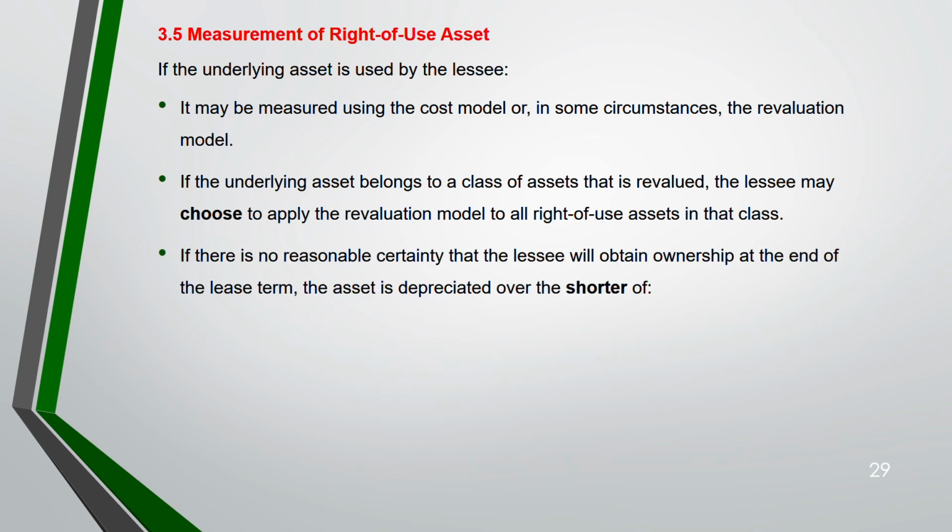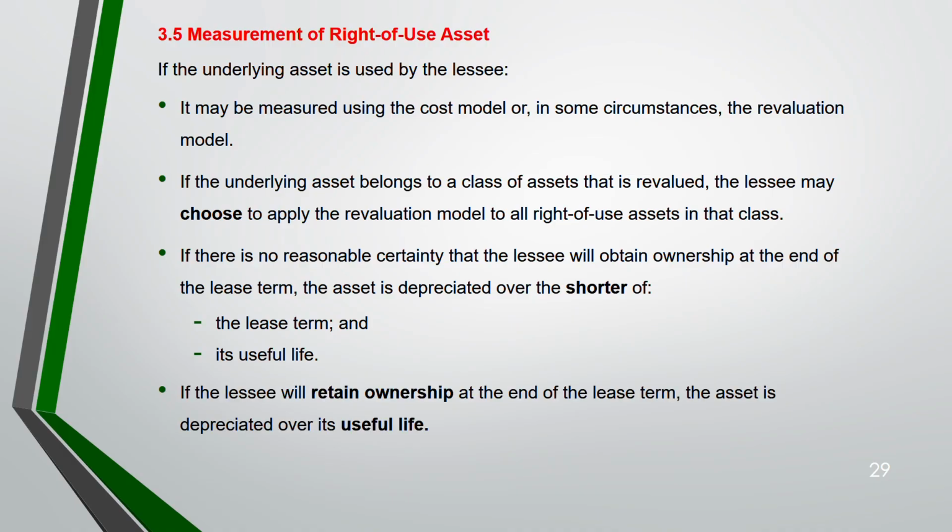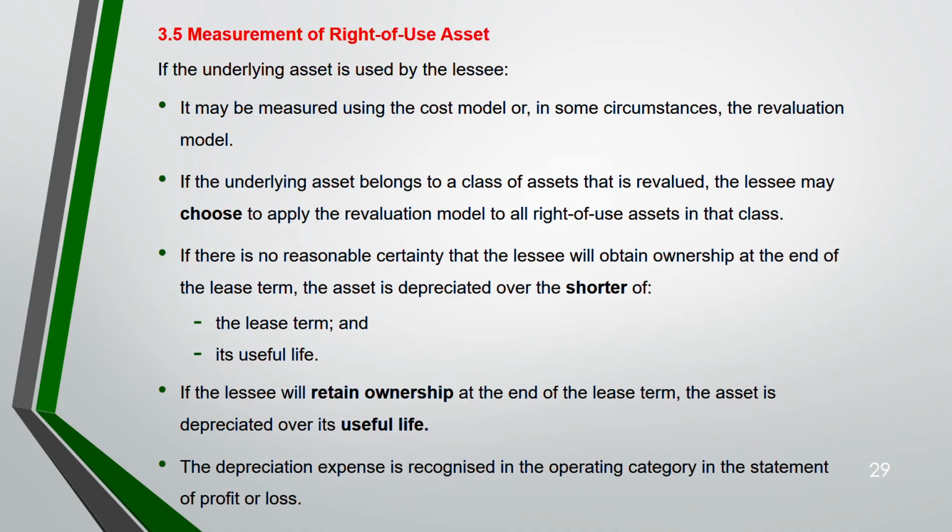If there is no reasonable certainty that the lessee will obtain the ownership at the end of the lease term, the asset will be depreciated over the shorter of the lease term and useful life. Remember, this is only when the lessee is not going to take the ownership at the end of the lease term. Then only the shorter of lease term or useful life you will depreciate your asset. But if the lessee is going to retain that ownership at the end of the lease term, the asset will be depreciated over its useful life. Depreciation expense will be recognized in the operating category in your statement of profit and loss.